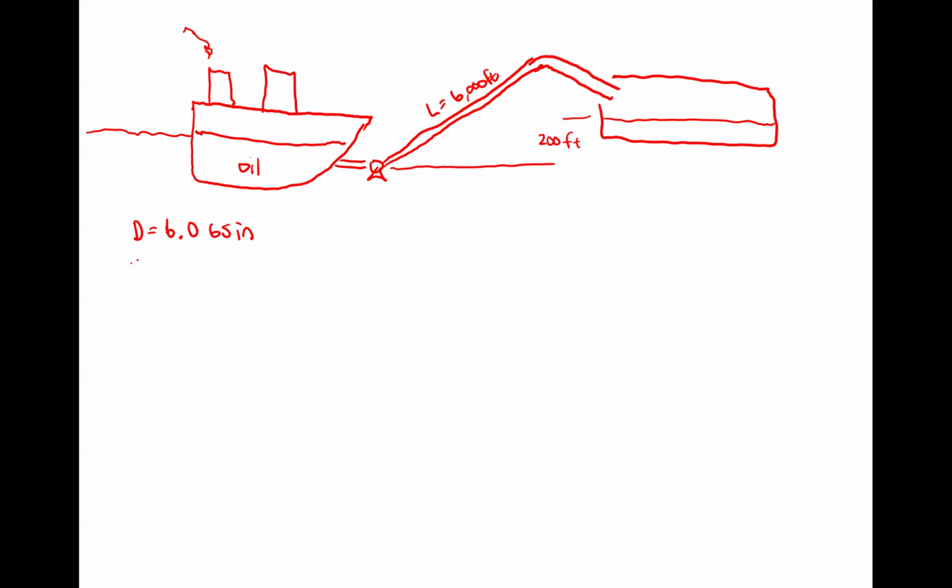The roughness of commercial steel is 0.00015 foot. Now we need to also calculate our flow rate, right? Our velocity, where our mean velocity equals Q over A. Now that I have the diameter, I can do this calculation.